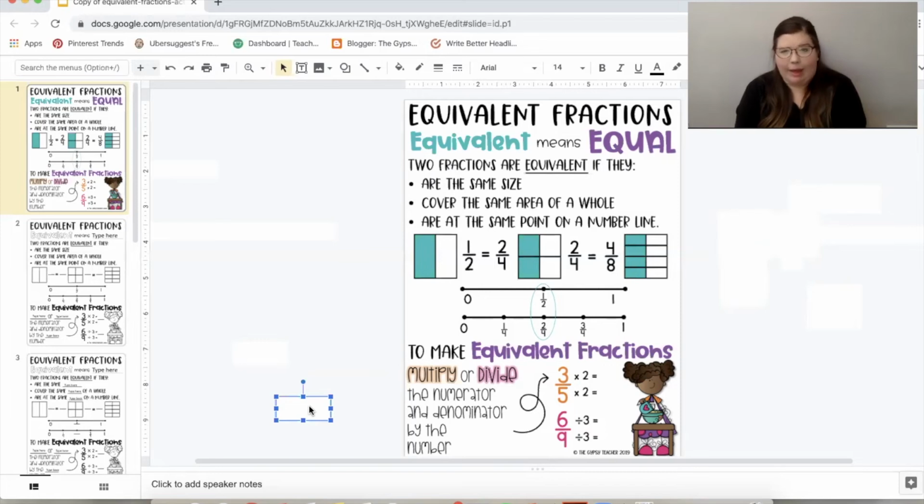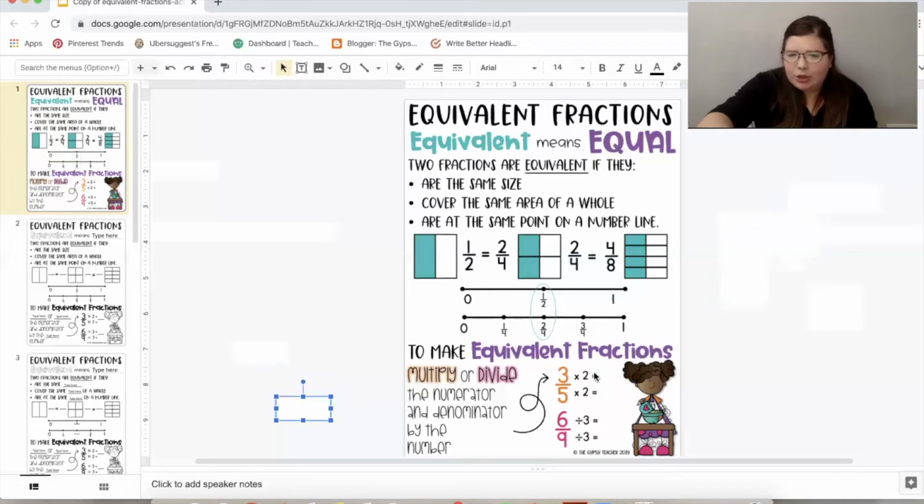Awesome. Can you read that part with me that starts with multiply? We're missing another space, but let's see if we can figure it out. You ready? Multiply or divide the numerator and the denominator by the blank number. Let's look at our picture. What do you think that blank should be? Multiply or divide the numerator and denominator by the blank number.